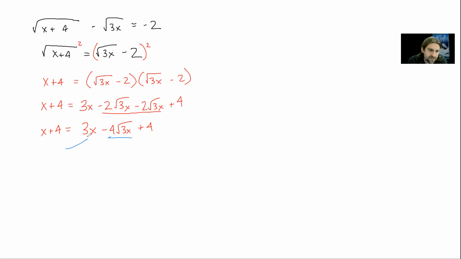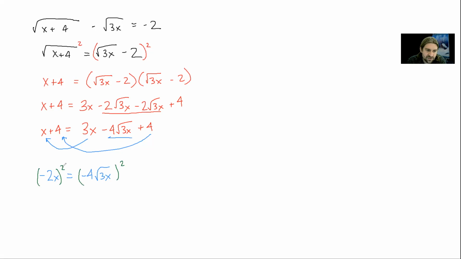So we'll move this 3x over and we'll move that 4 over. So if we had x but we took away 3x, we have negative 2x. And then if we had 4 and we subtracted 4, well, we have 0. Nothing's left over. And that's going to equal negative 4 radical 3x. It's probably not a good idea to normally have negatives here, but our next step to get rid of this radical is to square both sides.